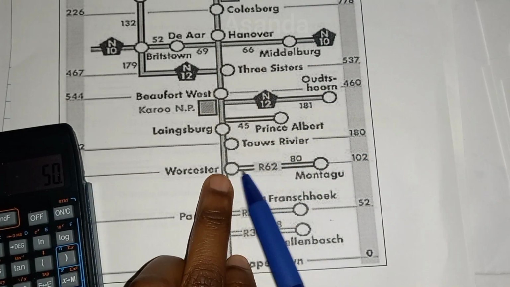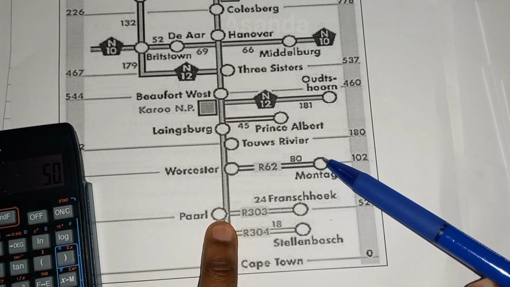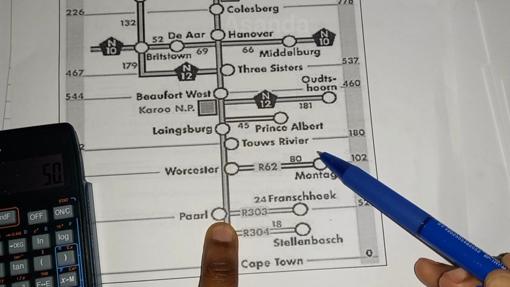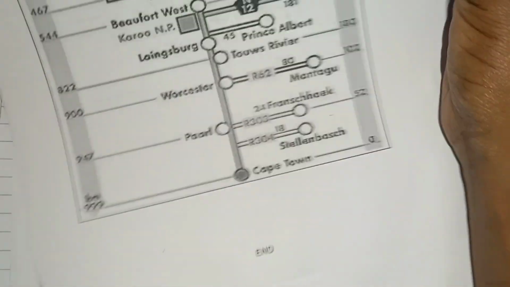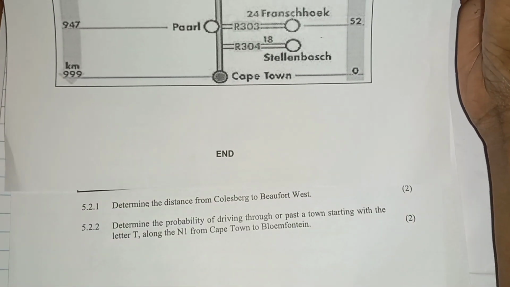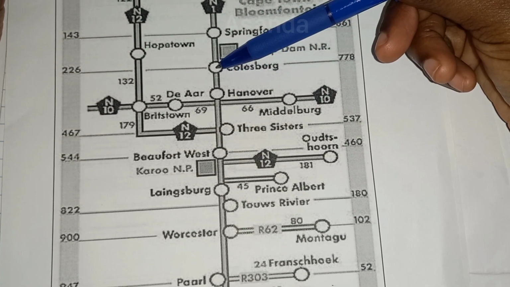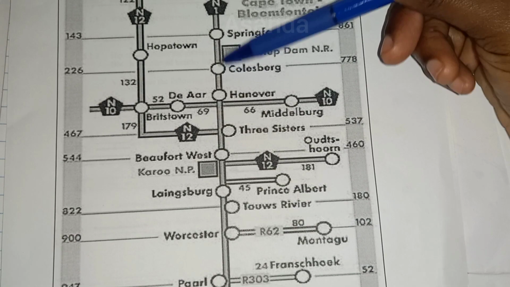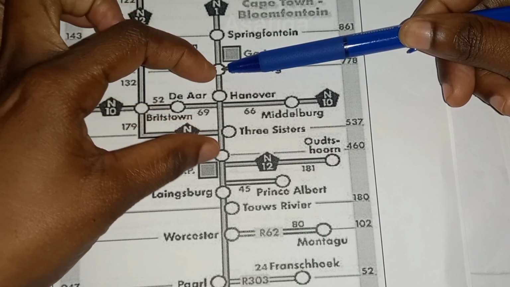So what happens here is it's written right there. It says 80. So from Paarl to Montagu, you would say 102 minus 52 gives you the distance here, which is 50, plus 80, and then you have 130 kilometers, right? Okay. So the question says determine the distance from Colesberg to Beaufort West. Where is Colesberg? There is Colesberg. To Beaufort West. I'm trying to find Beaufort West. There is Beaufort West.